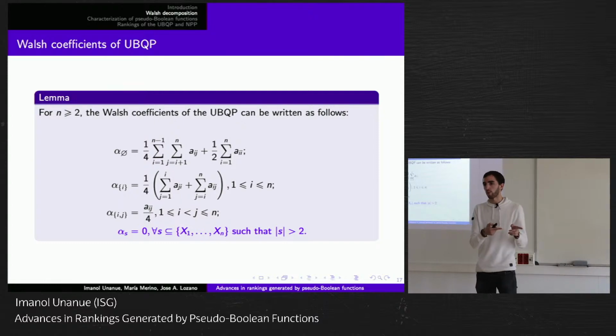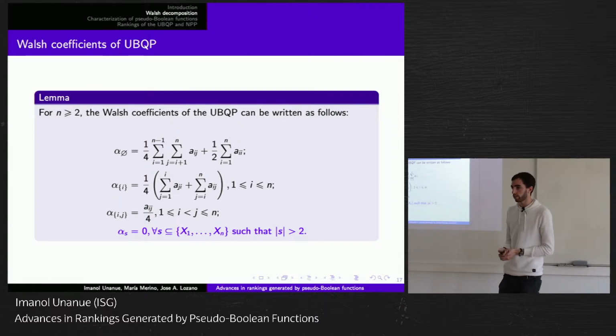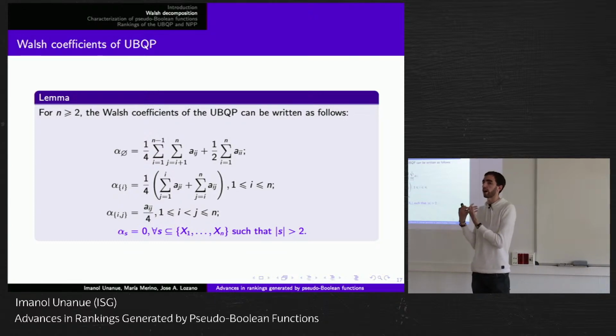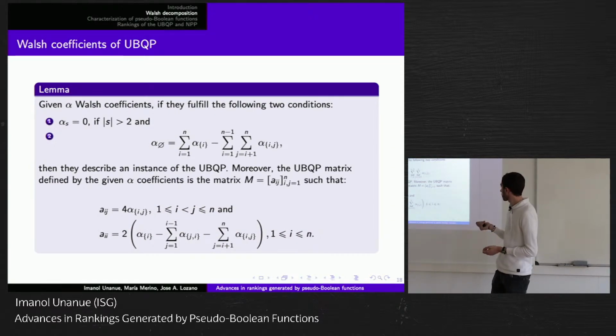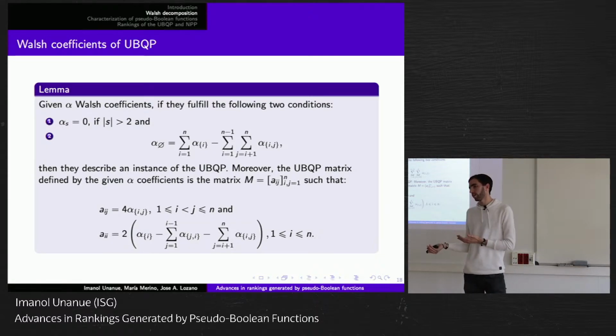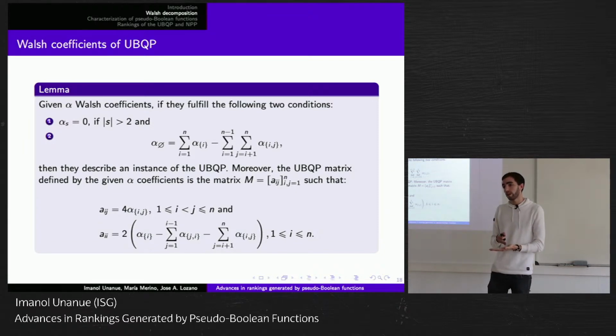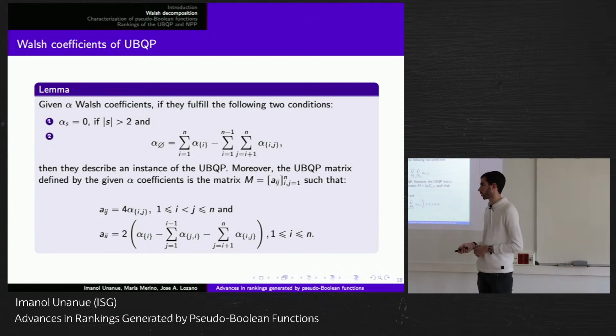So that's one way. And then we have the opposite research question, which is: given a set of Walsh coefficients, we would like to know if there exists an unconstrained binary quadratic problem instance which generates those rankings of solutions. The following lemma addresses this. In the first part of the lemma, we have the condition to know if they can be described as an unconstrained binary quadratic problem instance, and in the second part of the lemma, we have the exact formula to calculate the real values of the matrix M to generate those Walsh coefficients. So that will be the first problem.